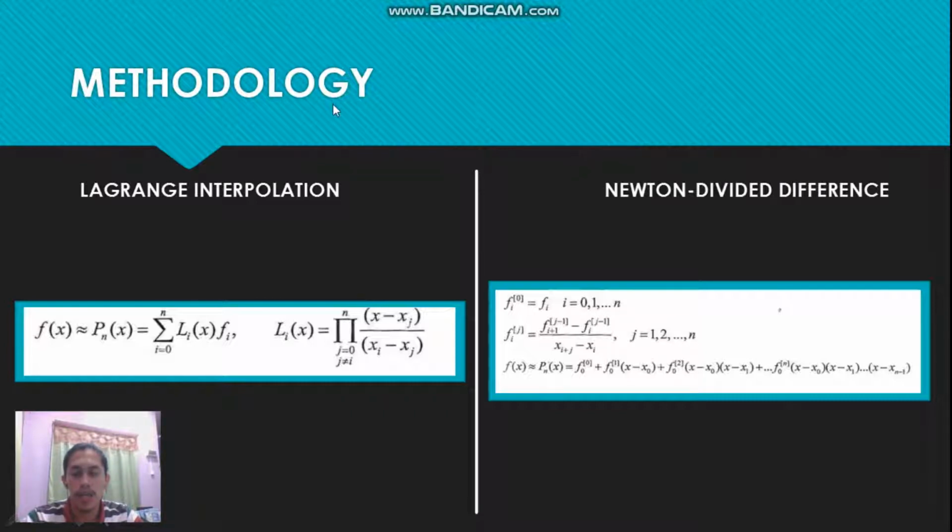As we can see, we have chosen two methods from chapter 3, which are the Lagrange interpolation method and the Newton divided difference method. For the Lagrange interpolation method, we use all the formulas: linear approximation, quadratic approximation, cubic approximation, and lastly quartic approximation. This is the general equation for the Lagrange interpolation, and this one is the general equation for the Newton divided difference method.